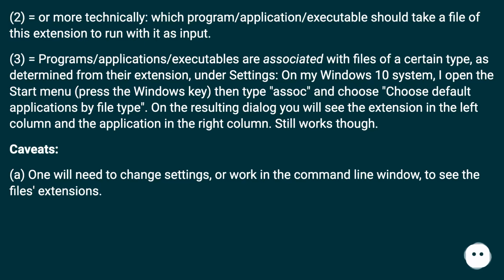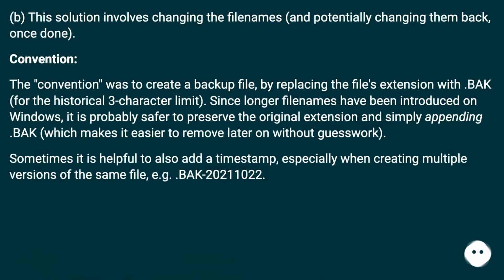Caveats: A. One will need to change settings, or work in the command line window, to see the file's extensions. B. This solution involves changing the file names, and potentially changing them back once done. Convention: their convention was to create a backup file by replacing the file's extension with .bak, for their historical 3-character limit. Since longer file names have been introduced on Windows, it is probably safer to preserve the original extension and simply append .back, which makes it easier to remove later on without guesswork.